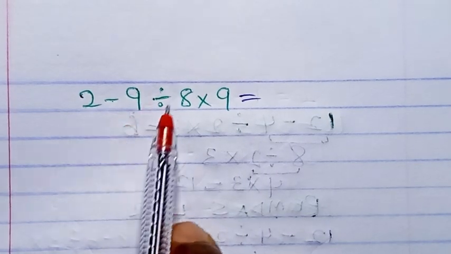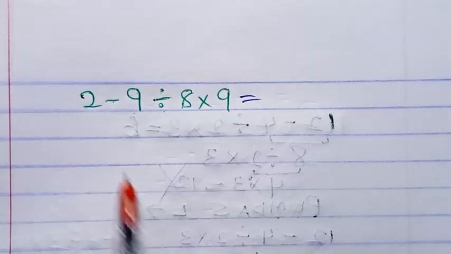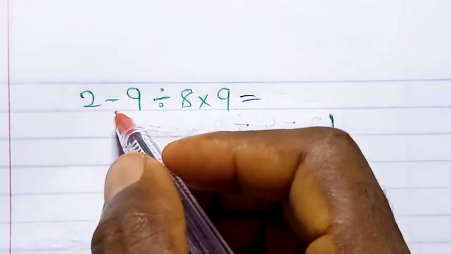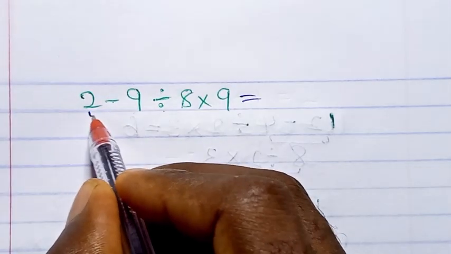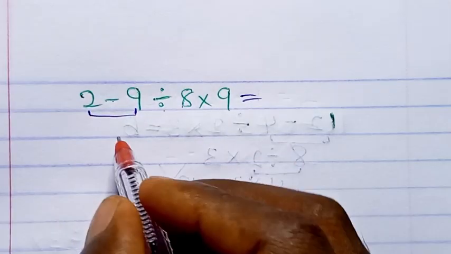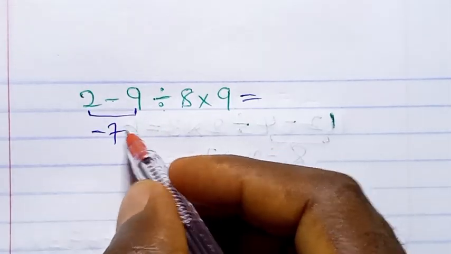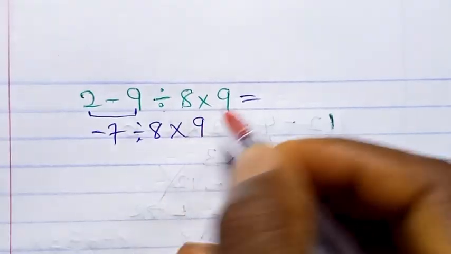2 minus 9 divided by 8 times 9. 2 minus 9. Some people solve it wrongly by starting with the subtraction. Okay? The moment you start with the subtraction, you're already getting it wrong. So 2 minus 9. This is going to give us minus 7. Okay? Minus 7 divided by 8 times 9.